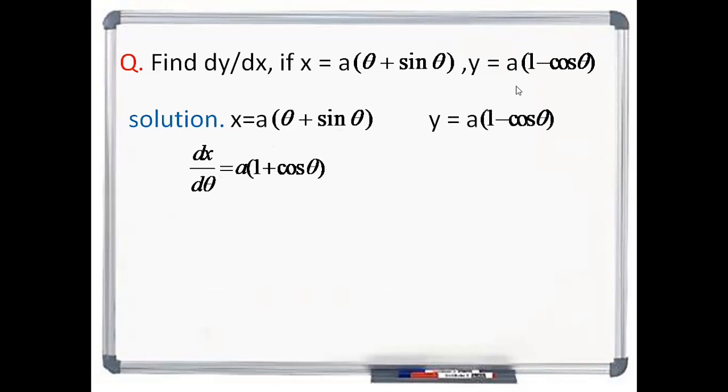Now we take the second function y equals a(1 minus cos theta). a as it is, the derivative of 1 is 0 and the derivative of cos theta is minus sine theta. So minus minus plus, so it becomes a sine theta.